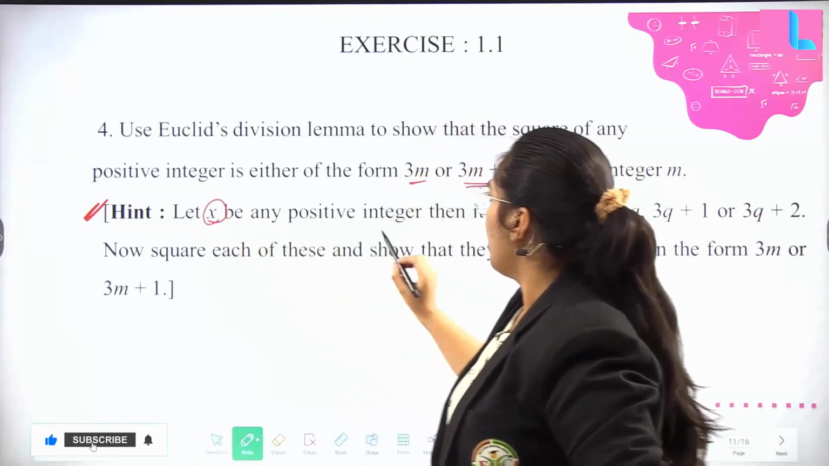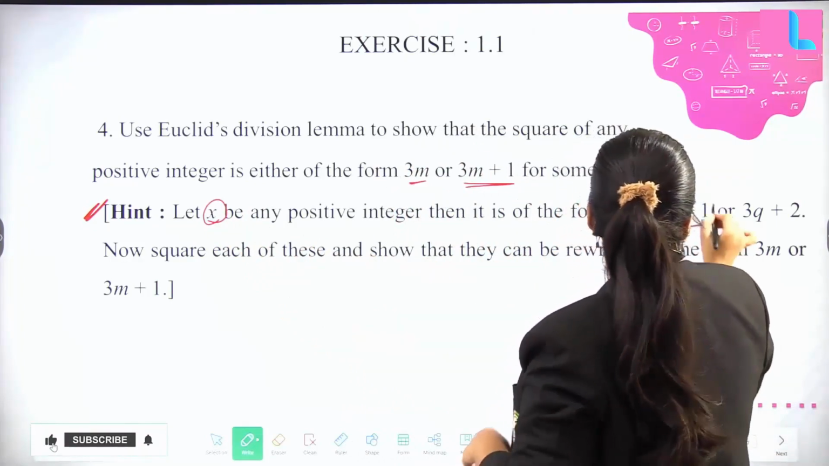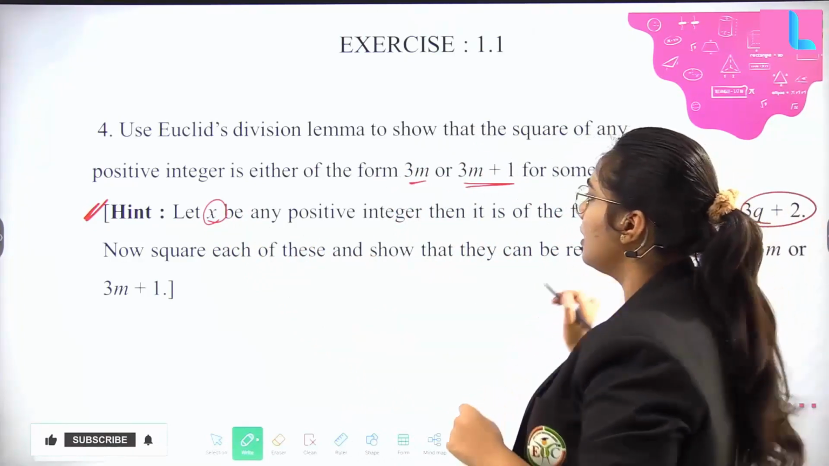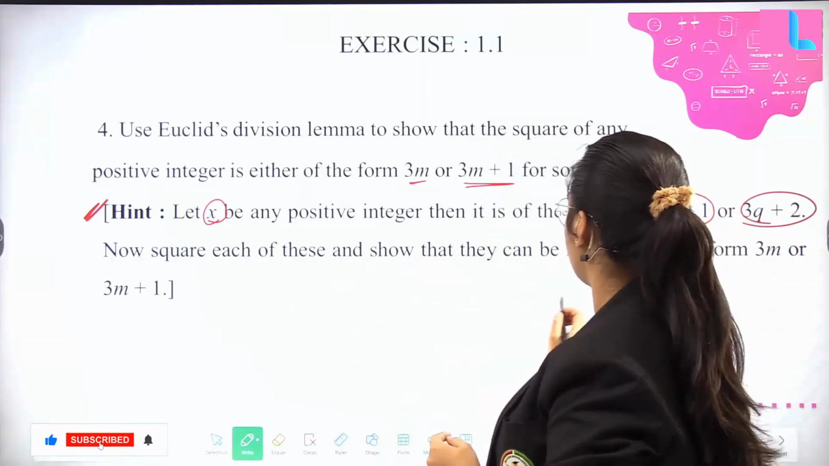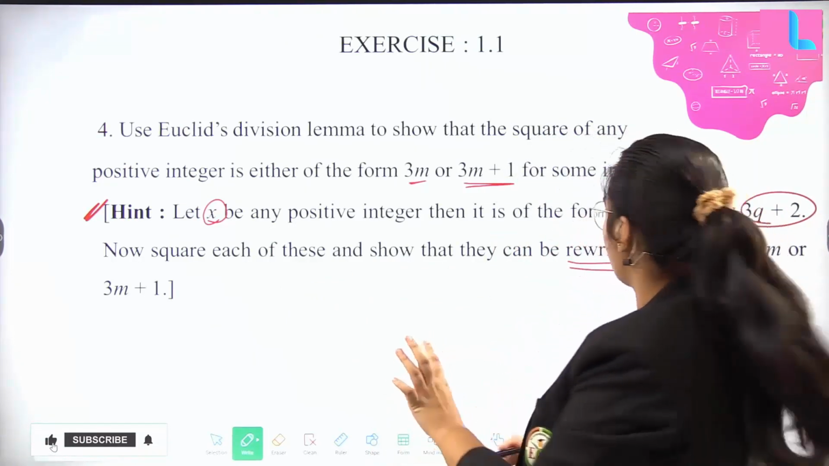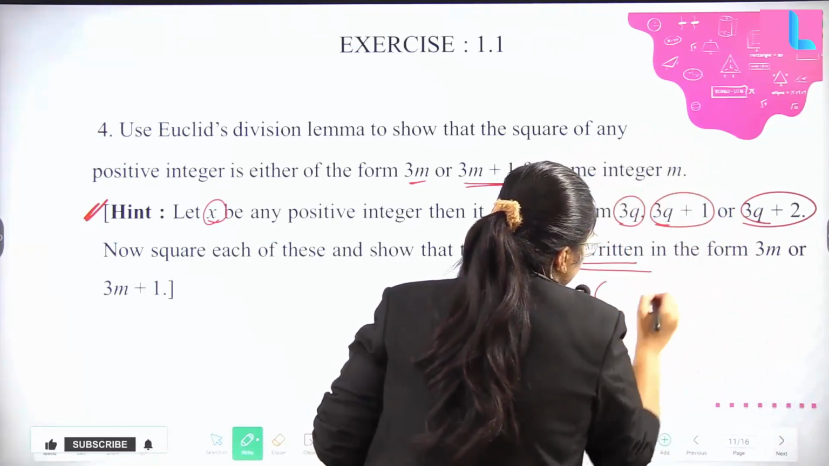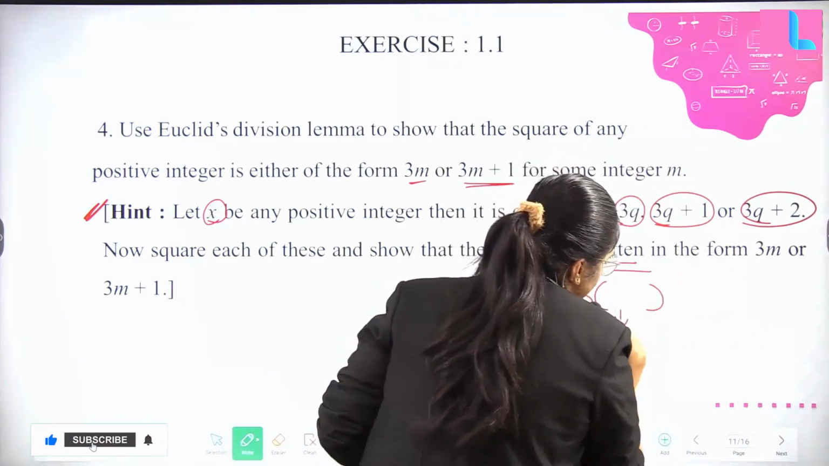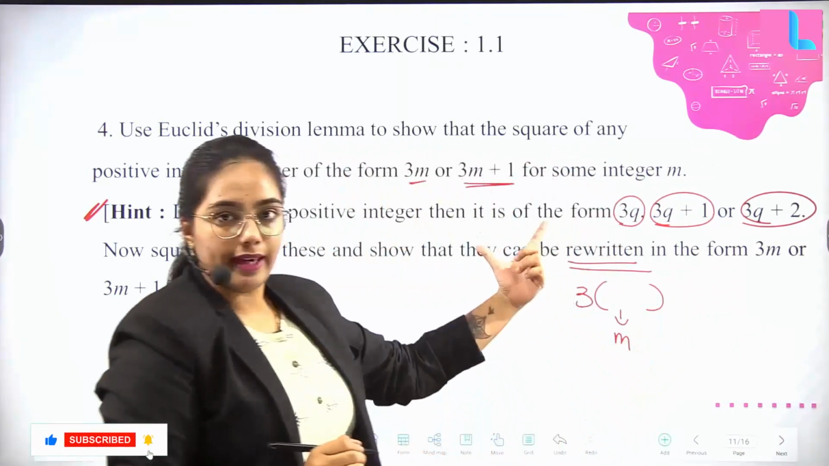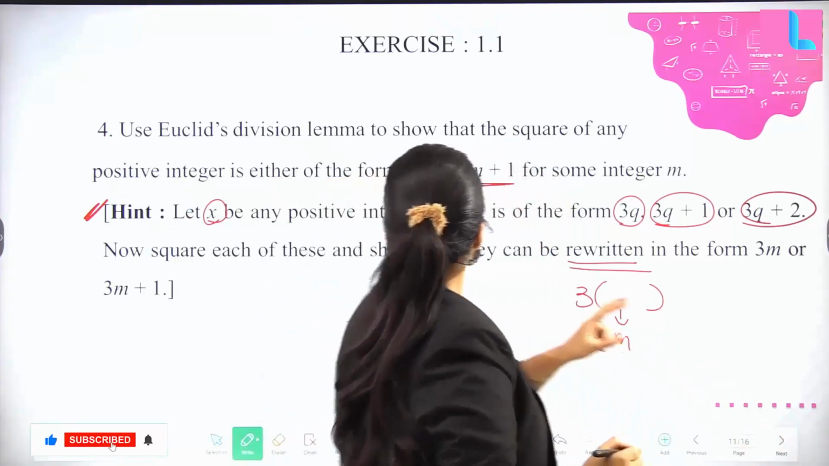Let x be any positive integer, then it is of the form 3q, 3q plus 1, or 3q plus 2. Now square each of these and show that it can be rewritten in the form 3m or 3m plus 1. All they're trying to tell you is that if you find anything in the brackets, you consider that as m, and then square it, and that is what you are going to get. We'll solve this.